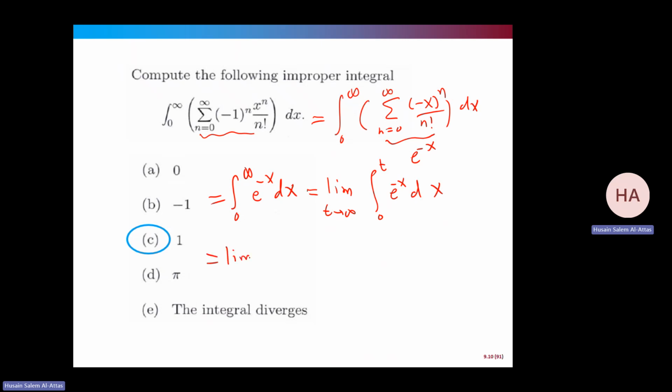That will be the limit as t goes to infinity. But this is minus e to the minus x from 0 to t. That will be the limit as t goes to infinity of minus e to the minus t, minus, that will be plus, e to the power 0, which is 1. e to the power minus infinity is 0, so we have 1. That will be my answer.